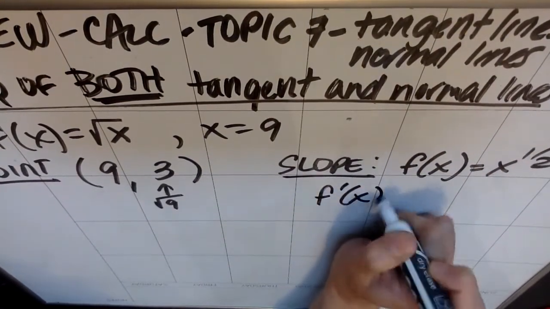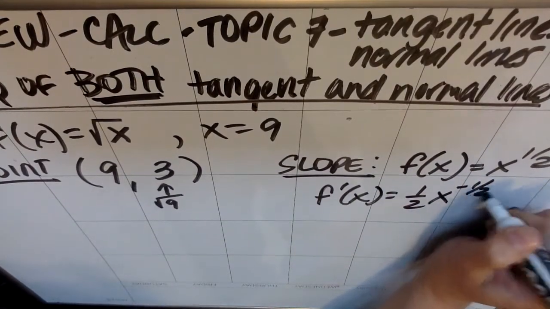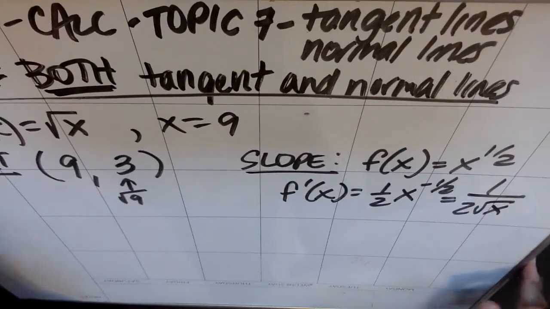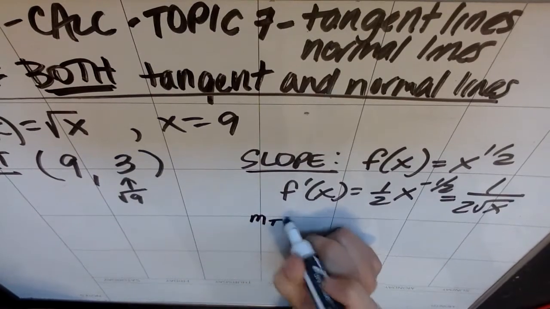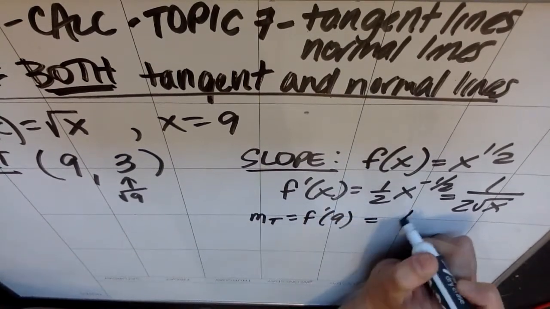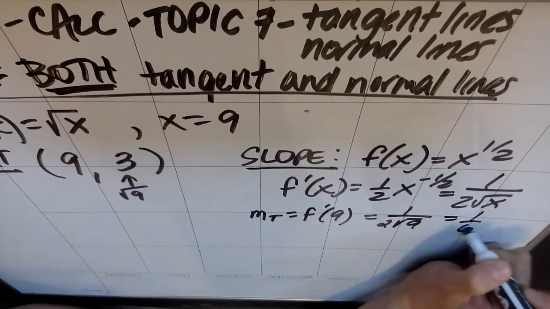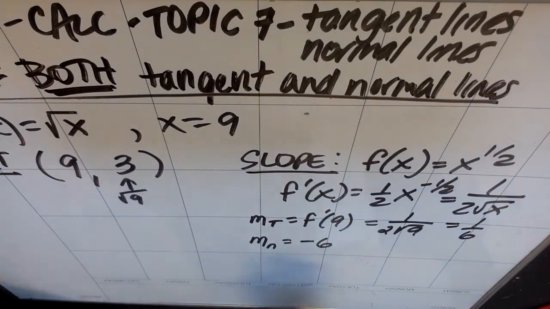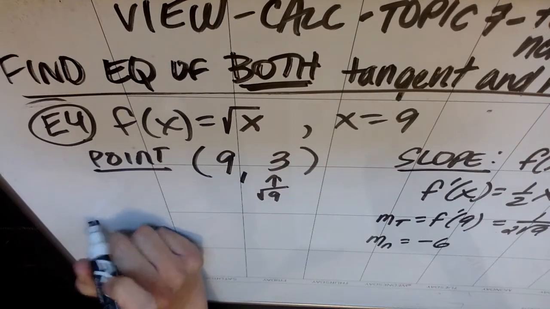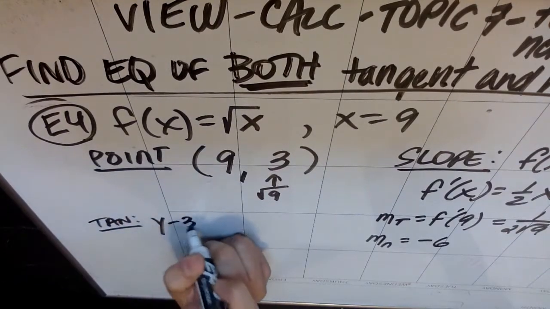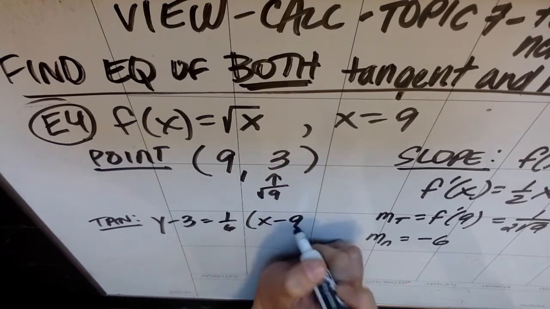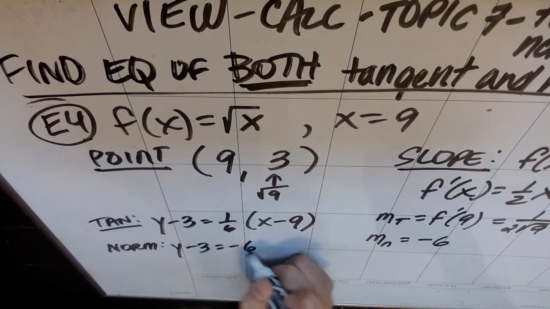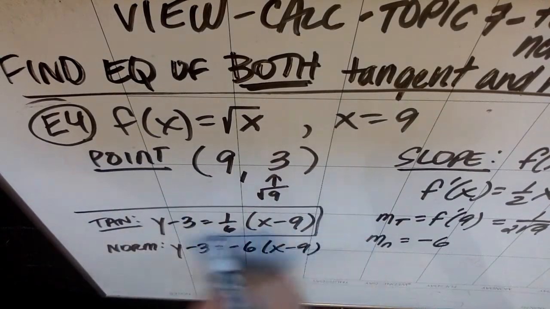So my f prime of x is 1/2 x to the negative 1/2, or the easier way to see this is 1 over 2 root x, because the negative 1/2 puts that root x on the bottom. So my tangent slope, m t, is f prime evaluated at 9, which is 1 over 2 root 9, or 1/6. That means my normal slope is negative 6 over 1, or just negative 6. So my tangent equation is y minus 3 equals 1/6 times x minus 9, and my normal equation is y minus 3 equals negative 6 times x minus 9. And those are my two equations.